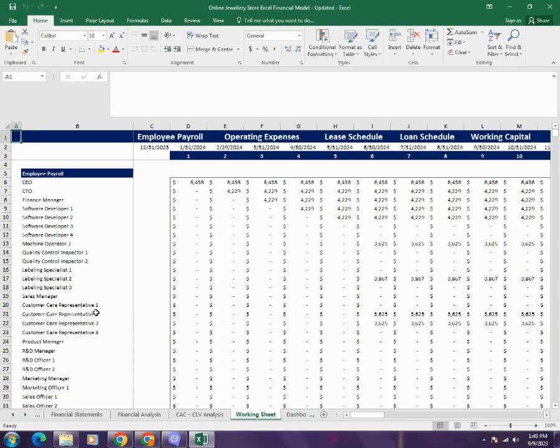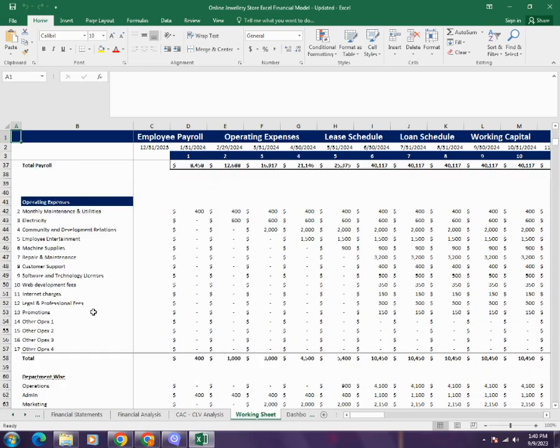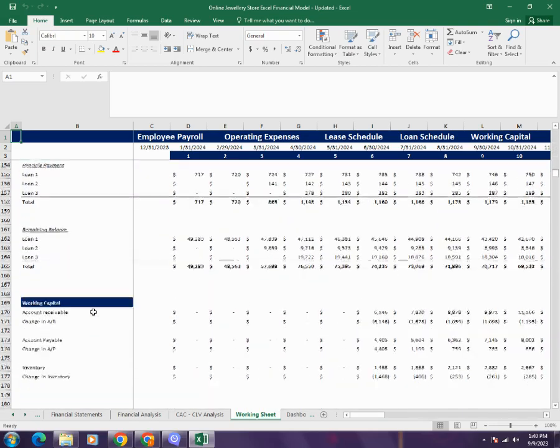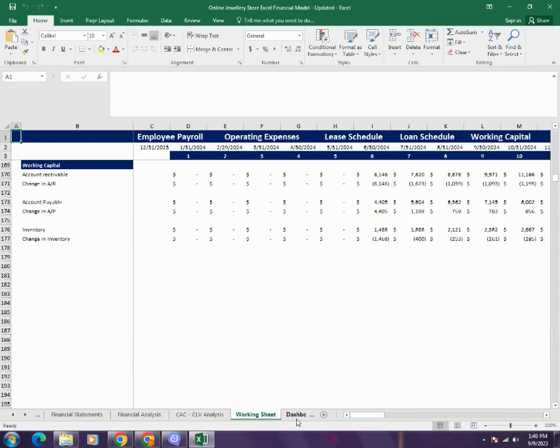Then comes the working sheet. This sheet includes all the calculations that are being used in the previous sheets, such as in financial statements. It includes the employee payroll, operating expenses, depreciation schedule, as well as loan schedule and working capital.